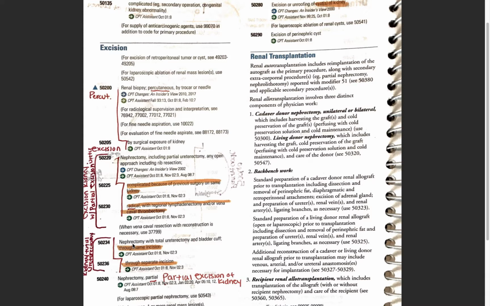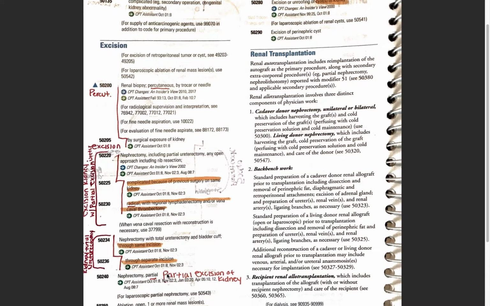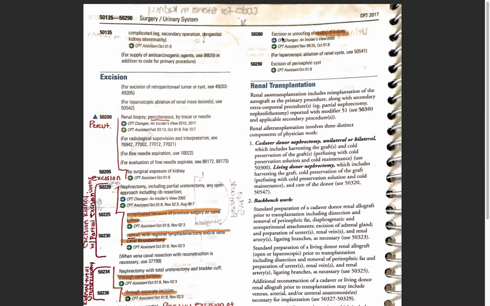A nephrectomy with total ureterectomy and bladder cuff through the same incision is 50234. Through a separate incision is 50236. Nephrectomy partial, so that's a partial excision of the kidney, is 50240. An excision or unroofing of a cyst of the kidney is 50280.